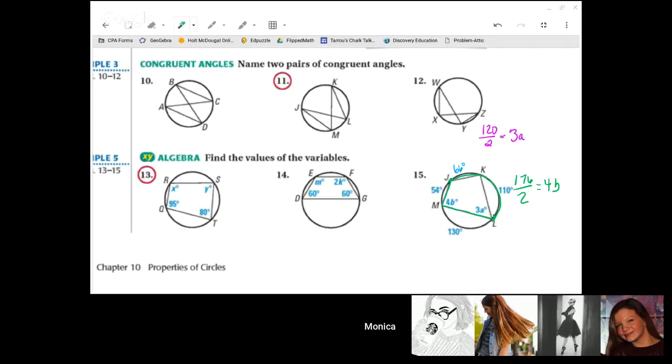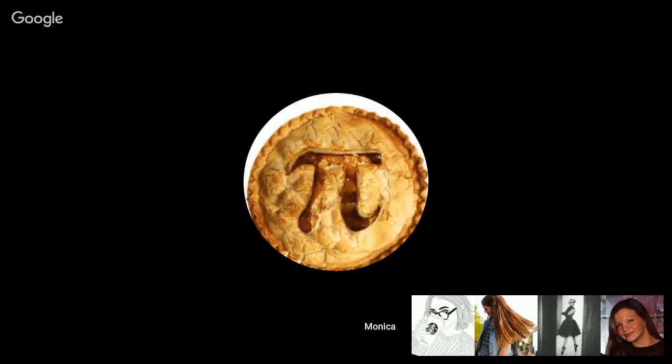32 on practice A, 9 on the bookwork. Okay, so 32 on the worksheet. Let me pull that up quickly.